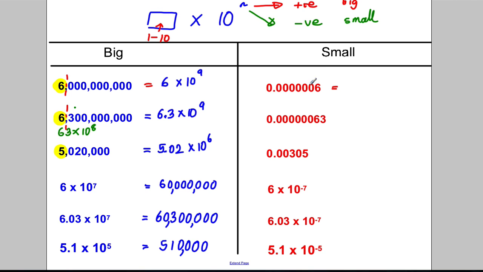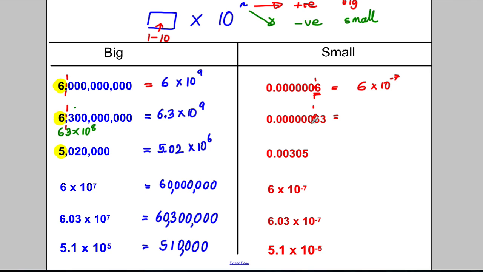Well, here the non-zero digit is a 6. And how many digits before the 6 this time for small numbers? 1, 2, 3, 4, 5, 6, 7 multiplied by 10 to the power, not of 7, but negative 7 because it's small.